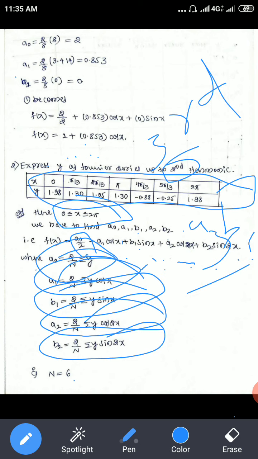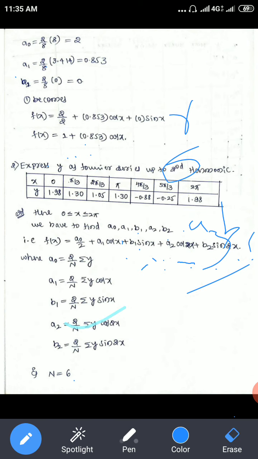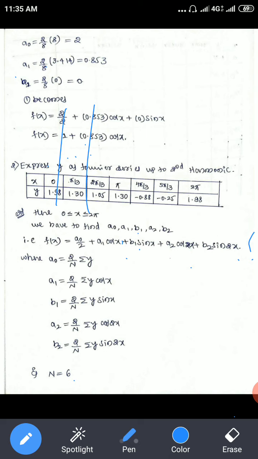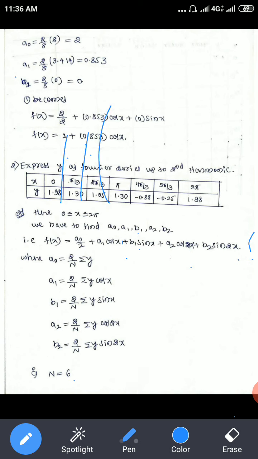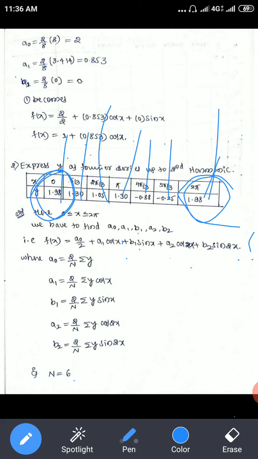N is equal to 6. So everyone you can see here, sir, here n is equal to 7 you write, because this is 1, 2, 3, 4, 5, 6, 7. But the thing is that I told you, at the point 2π and at the point 0, the value is repeating. So any one value you have to neglect it.